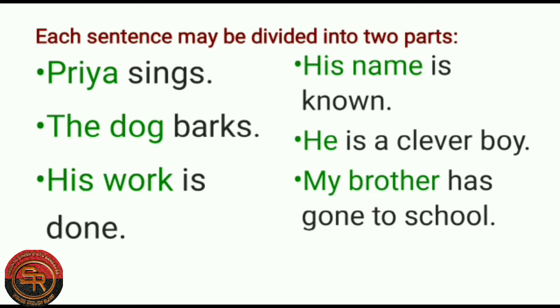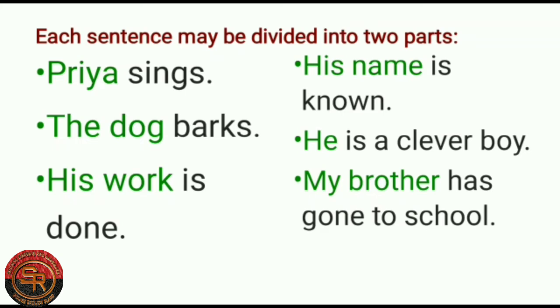His work is done. Whose work is done? His work. So his work is the subject. Now let's see, his name is known. Whose name is known? His name is known. So we can also say that the subject can be a noun or a noun equivalent about whom or which something is said. He is a clever boy. So if we ask a question to the verb, who or whom, and we get the noun or the noun equivalent, then we can call it a subject.